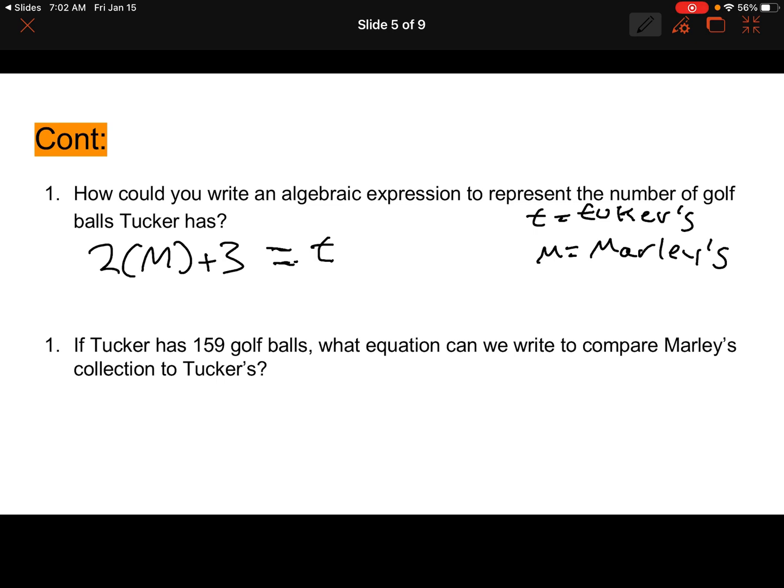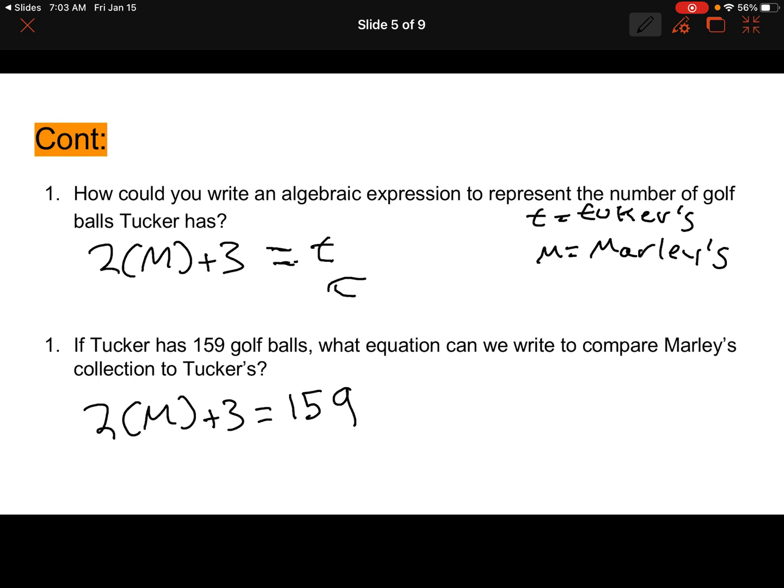All right, so this next question tells us if Tucker has 159 golf balls, what equation can we write to compare Marley's collection to Tucker's? Well, we already set up an equation for how many golf balls Tucker has, right? We said that was t. So now we just need to plug in the 159 for t. We would still have 2 times m plus 3, where m is the number of golf balls Marley has, and then we set that equal to 159, because that's how many golf balls they told us Tucker has.